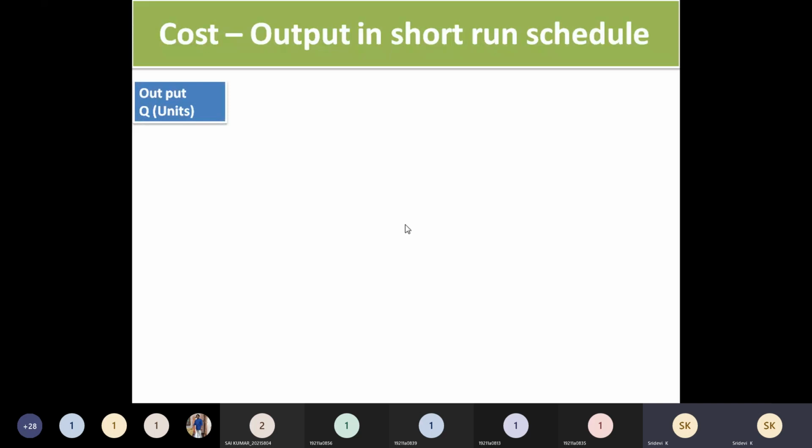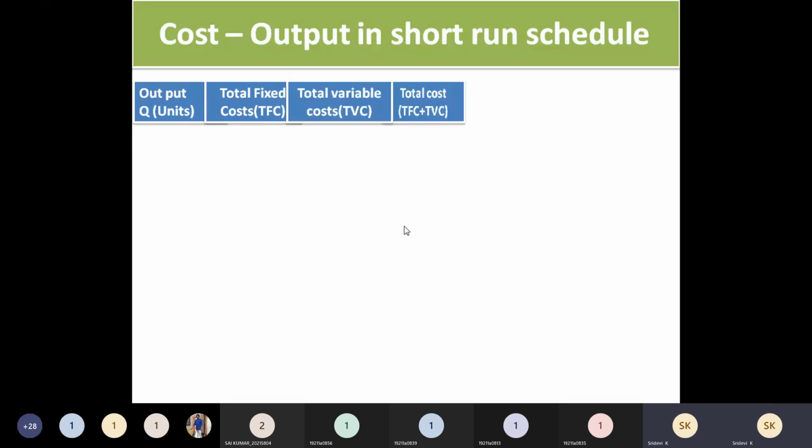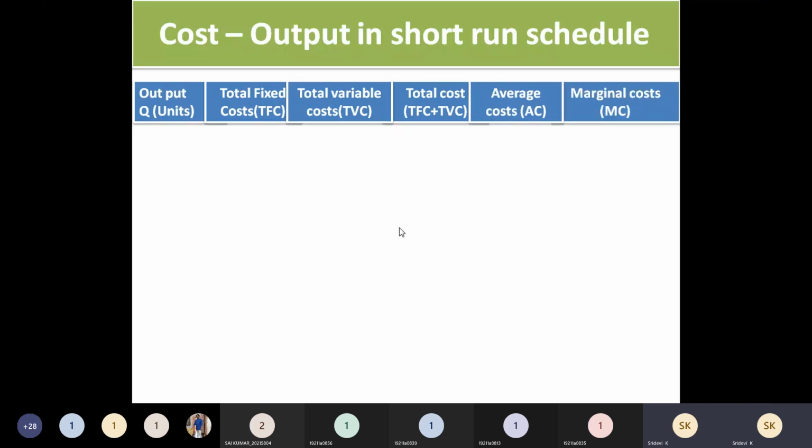Let us take the columns that are required to frame this schedule. One is output, which we need to identify and compare with the cost. Because we are going to come across total fixed cost and total variable cost to get the total cost in short run, all those three columns we are going to take. And we need to have average cost and marginal cost to compare how these costs are behaving. So all these are the columns that you are going to show in the schedule.